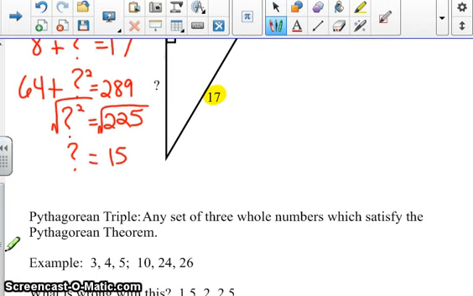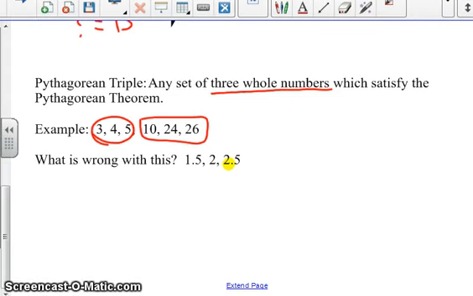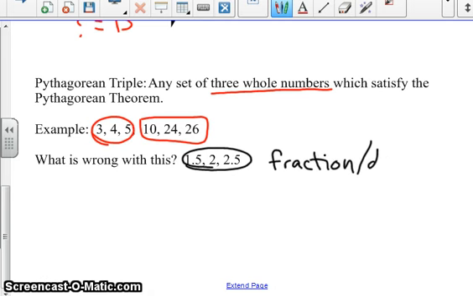If all three sides of the triangle are whole numbers, and it does satisfy the Pythagorean theorem, then we call it a Pythagorean triple. Two examples of Pythagorean triples are a 3, 4, 5 triangle and a 10, 24, 26 triangle. Those would both be Pythagorean triples. You should be able to easily see what's wrong with these three numbers, and that is there's no way they can be a Pythagorean triple because they are fractions or decimals. They are not whole numbers.